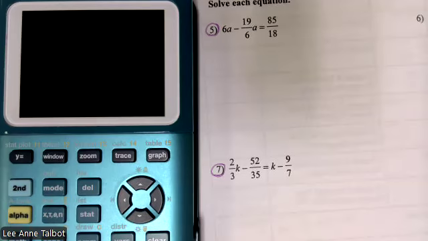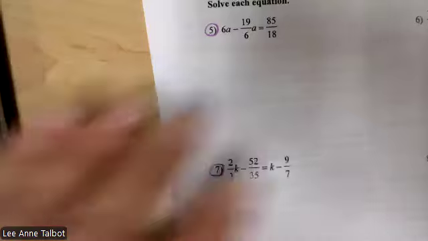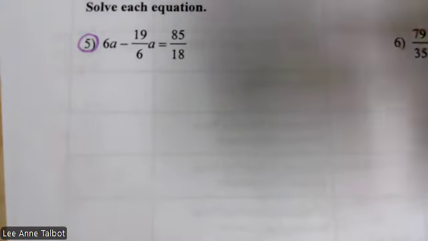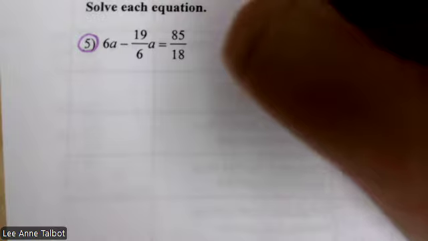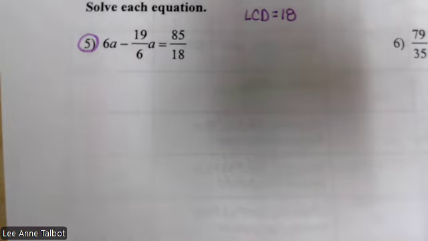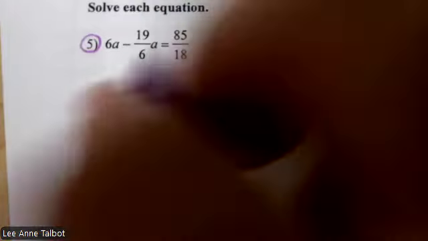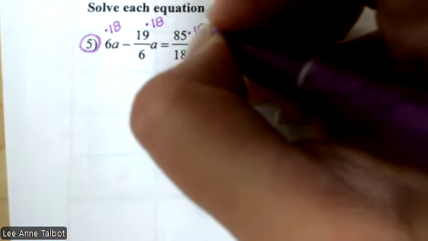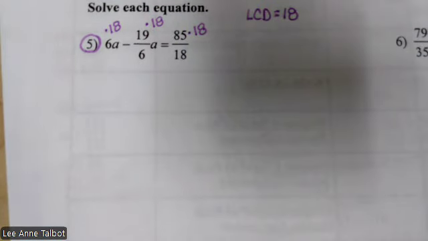Okay, start with number 5. What is the least common denominator for number 5? 18. Great job. Okay, so I'm going to put least common denominator equals 18. And then I'm going to say times 18, times 18, times 18.